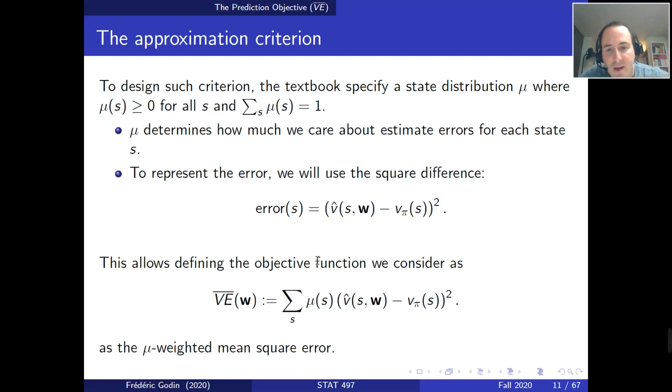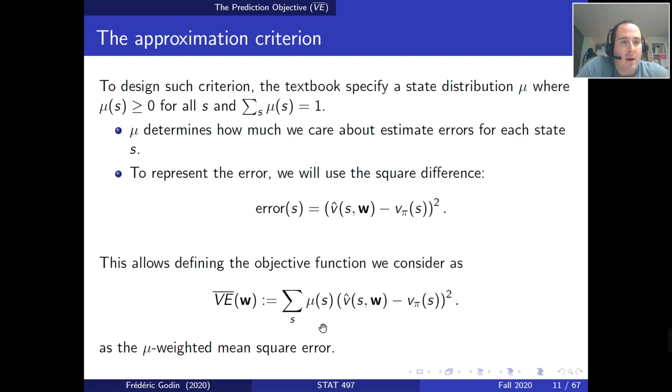Okay, so for a given set of parameters W, we will define the mean square error over all states weighted by the distribution mu, which we shall denote VE bar W. VE bar W is the mean square error of the approximation associated with the vector W, which is the sum across all states of the squared difference between the approximated value of state S and its true value, and this square is weighted by the distribution mu.